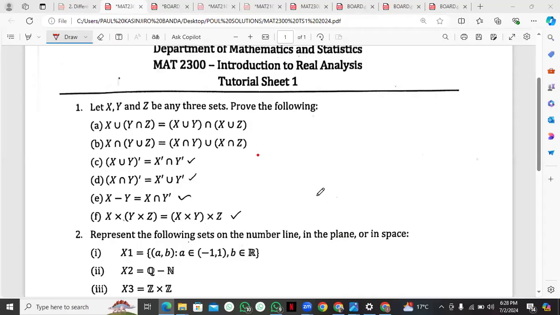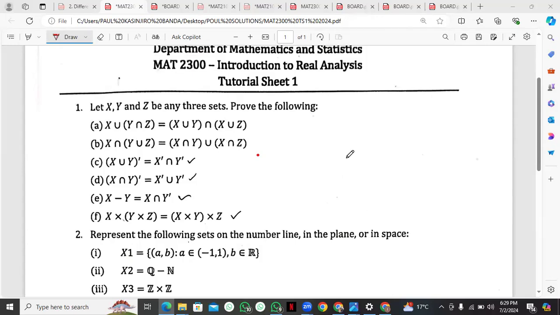Okay, so this is Math 2300, which is Introduction to Real Analysis. Okay, and then we want to revise some of the questions in sheet 1 for 2024. Okay, and then it starts with proofs. So we have to prove that a certain composite set is equal to another composite set. So basically that's what question 1 is about.